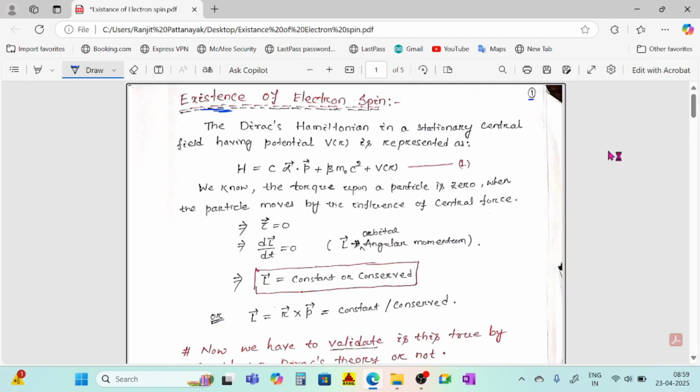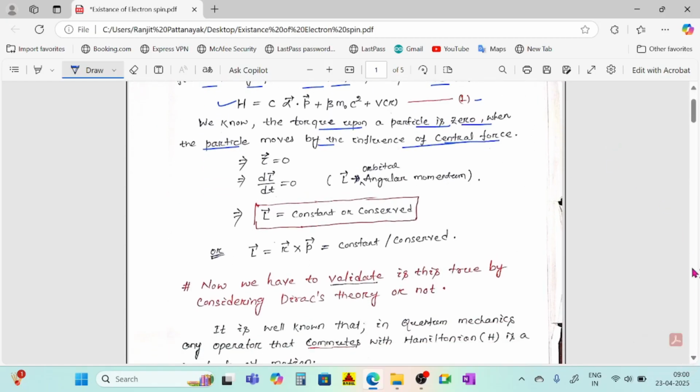Here the Dirac Hamiltonian in a stationary central field having potential V(r) is represented by this: c alpha dot p plus beta m naught c square plus V(r). Let this be equation number 1. We know that the torque upon a particle is 0 when the particle moves under the influence of a central field. That means tau equals 0 in a central force field. That implies the rate of change of angular momentum is 0, or angular momentum is a constant or conserved quantity, or r cross p is conserved.